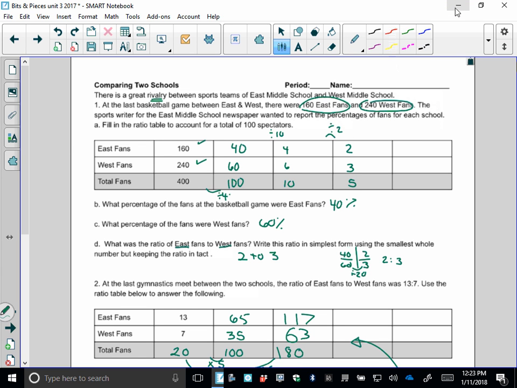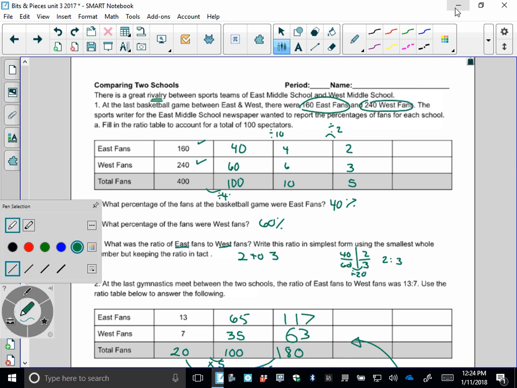Okay, today we did more ratio table problems, and one of the new things we did was this comparing two schools problem. And tonight, if you're stuck, I thought I would work through the back side of this worksheet, which follows the same example. So the situation was there were two schools, East High School and West High School, and there were different sporting events at the two schools.